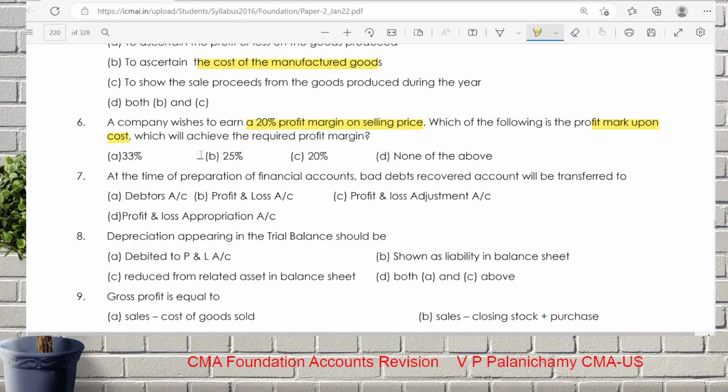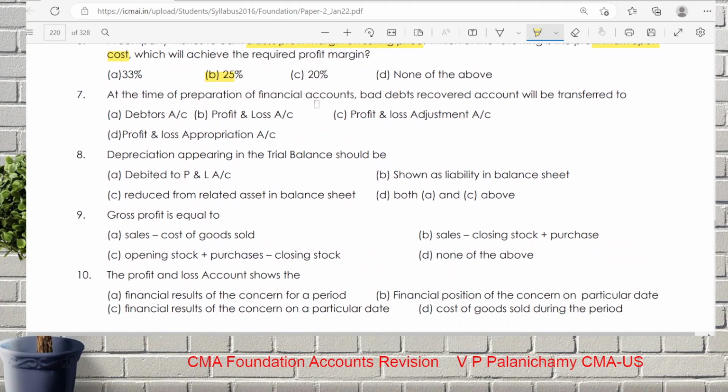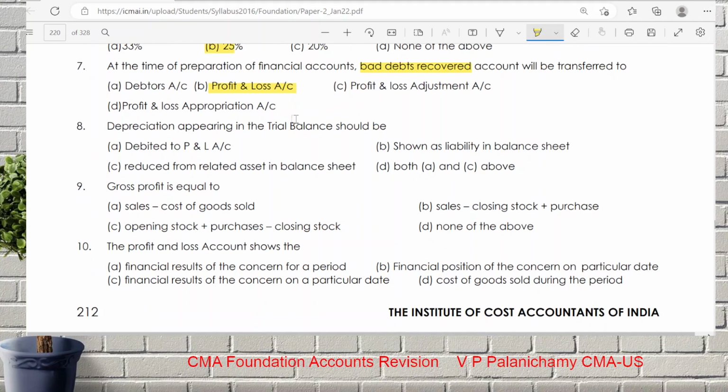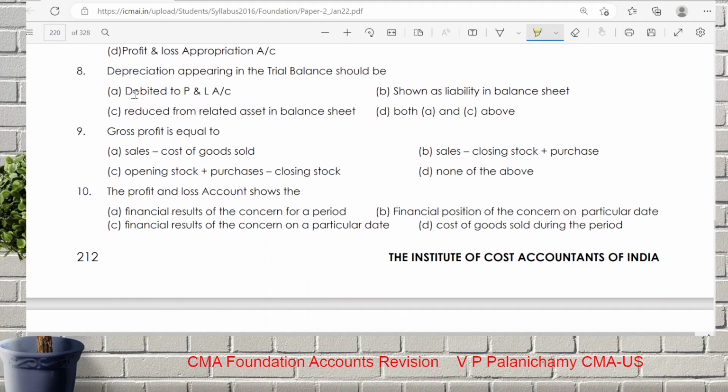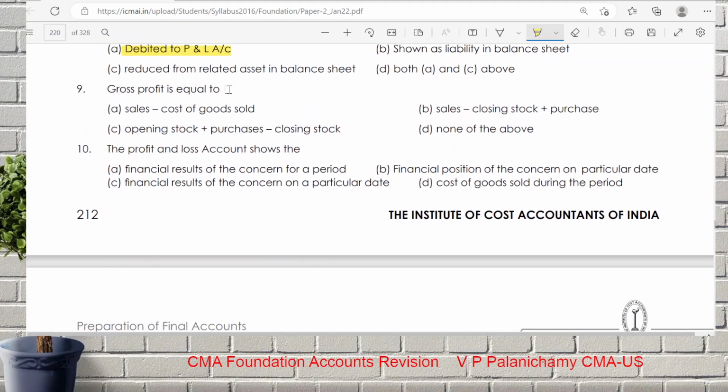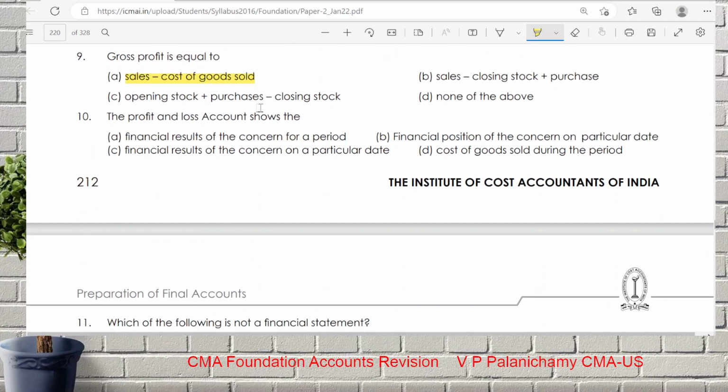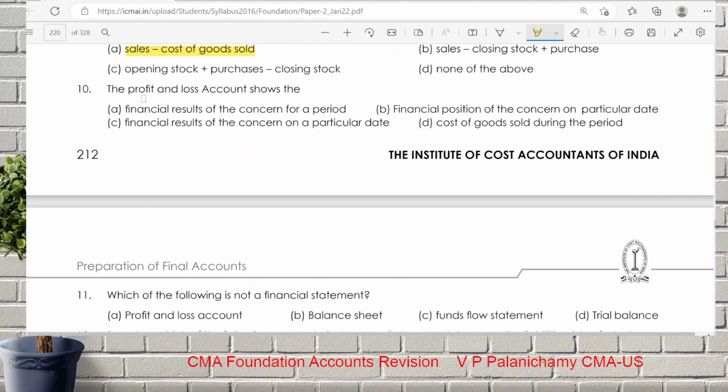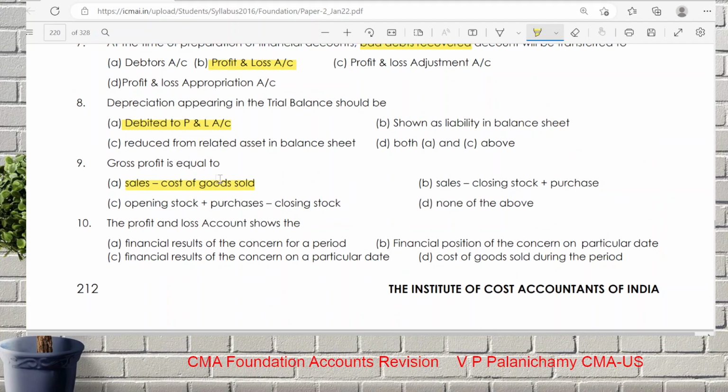Right? 25%. At the time of preparing final accounts, bad debts recovered will be transferred to which account? P&L account. Bad debts recovered will be credited to P&L account. Depreciation appearing in the trial balance is debited to which account? P&L account. Gross profit is equal to sales minus cost of goods sold. Cost of goods sold is opening stock plus purchases minus closing stock. Profit is sales minus cost of goods sold.